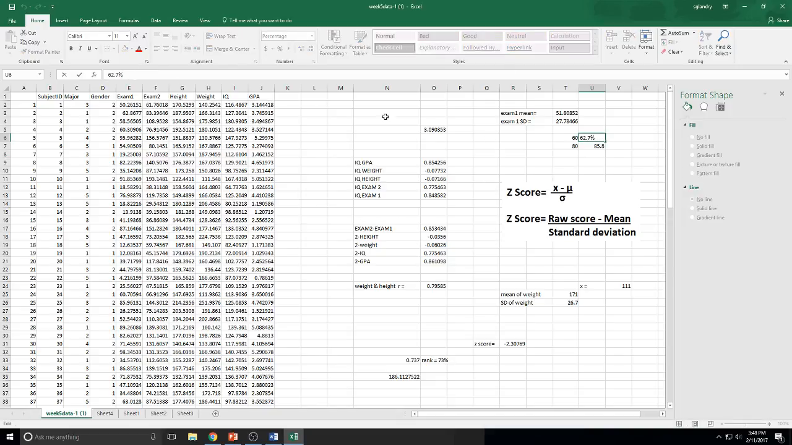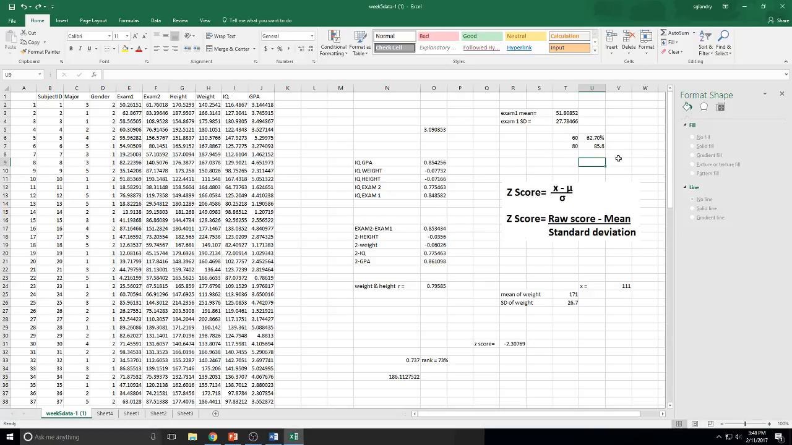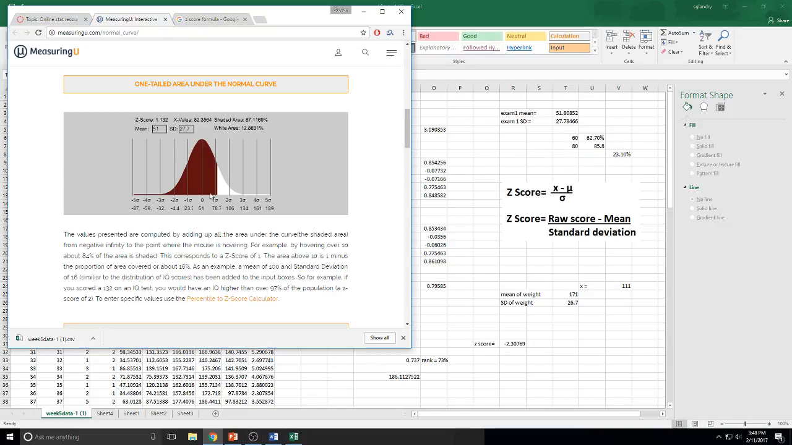Now, can I just subtract those two guys together? Come on. Fine, fine. Have it your way. 85.8 minus 62.7. 23.1. 23.1% of the curve lies between the value of 60 and the value of 80. So I'm saying 23% of the whole distribution falls between right here and right here. Okay?